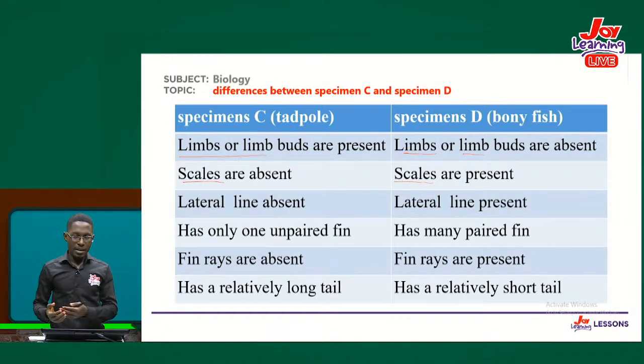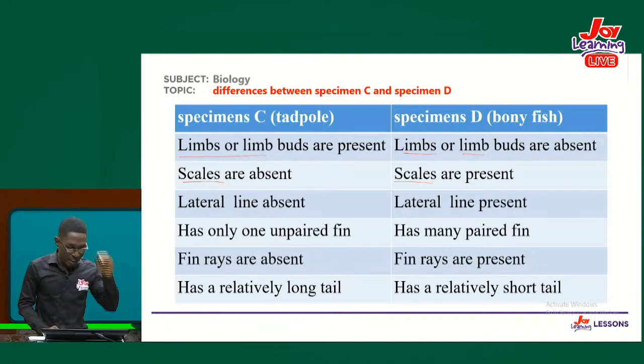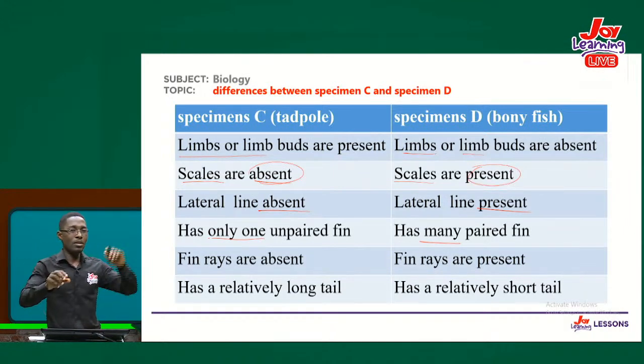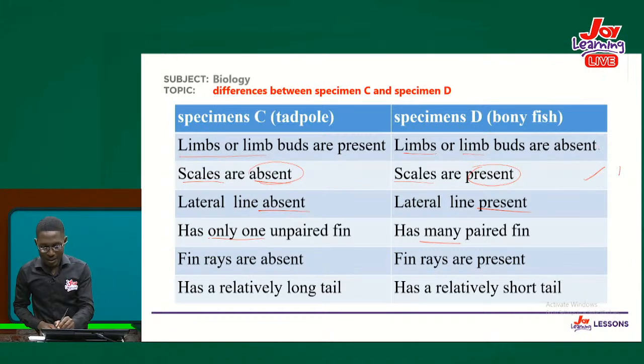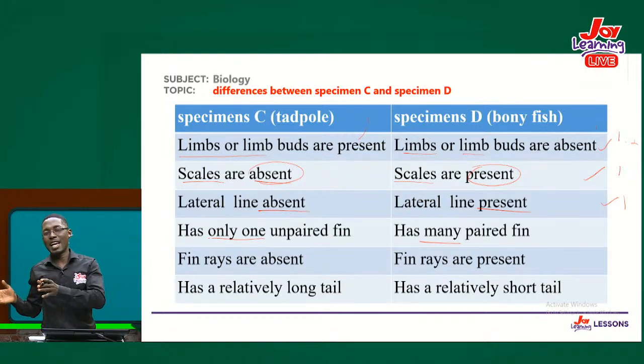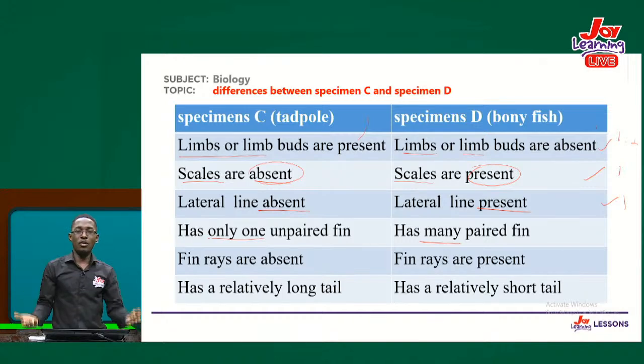Lateral line absent, lateral line present. Has one unpaired fin, has many unpaired fins. So you see that when we are looking for the thing called the difference, we'll be able to just look for one thing. Okay, it's here, it's not there. One mark. All these points cause one mark. This side causes one mark. So we don't mark here one and come and mark here one so that you get two here. No. So you can say you got the left side correct and you got the right side wrong. We have to compare both before you get one mark.